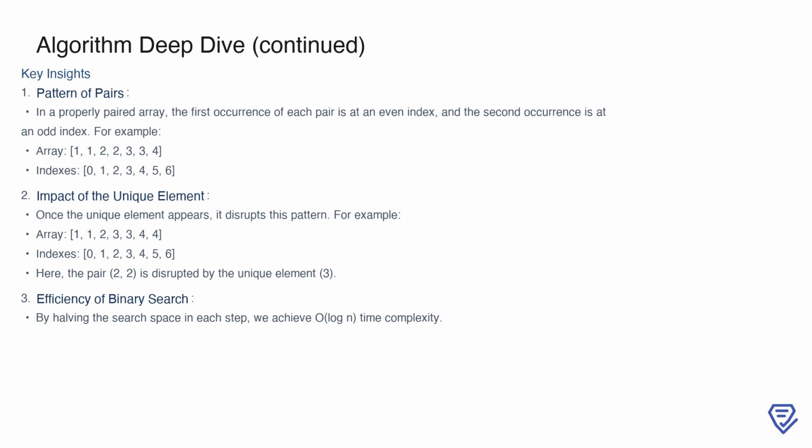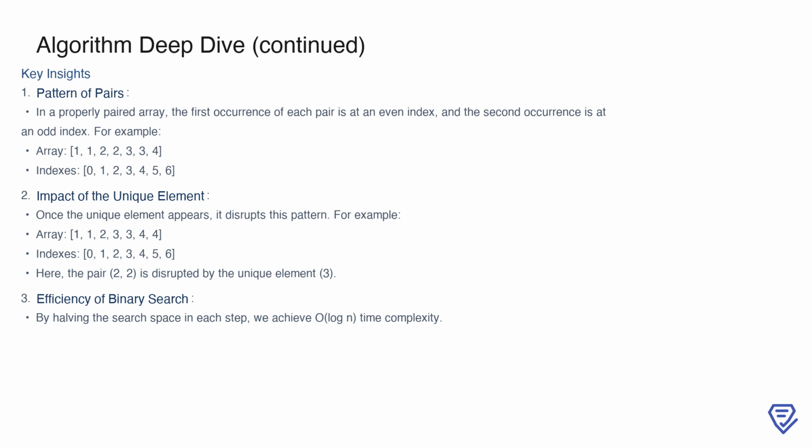In a properly paired array, the first occurrence of each pair is at an even index, and the second occurrence is at the subsequent odd index. For instance, in the array 1, 1, 2, 2, 3, 3, 4, the first indices of pairs are 0, 2, and 4, all even. However, the unique element disrupts this pattern.